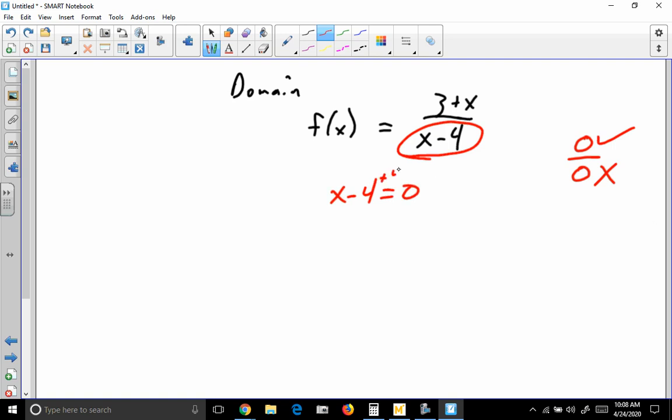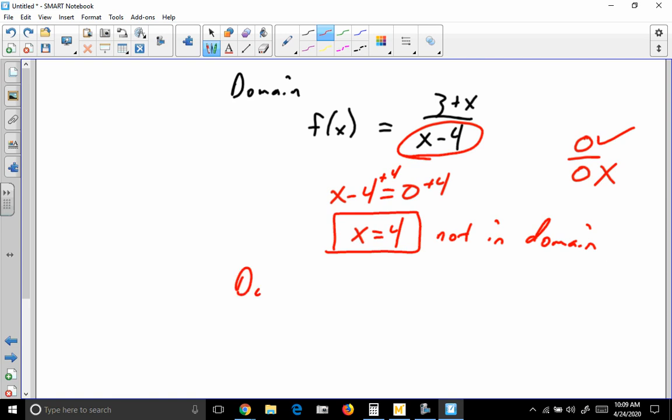So if we add 4 to both sides, the number that makes our denominator 0 is 4. 4 minus 4 is 0. So when x is 4, that's when the bottom is 0. And we can't have that. It's not okay to divide by 0. So that number is not in the domain. So the domain is all real numbers except x cannot be 4.